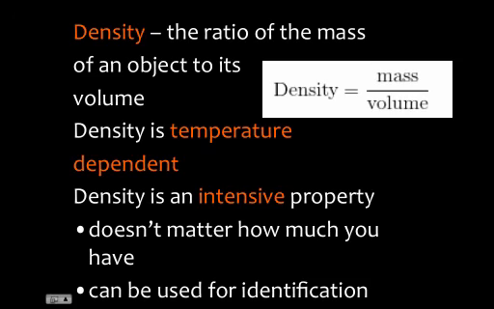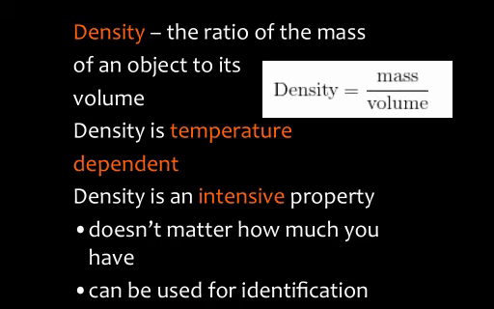All right, the last little thing we need to talk about here is density. So density is the ratio of the mass of an object to its volume. So density is calculated by taking mass divided by volume. Density is temperature dependent, so that's why density tables will have a temperature associated with them, or if you see density problems, it'll have a temperature. So the density of a substance will change depending on the temperature. Density is also an intensive property, so that means it doesn't matter how much of a substance you have, the density is always going to be the same as long as the temperature didn't change.